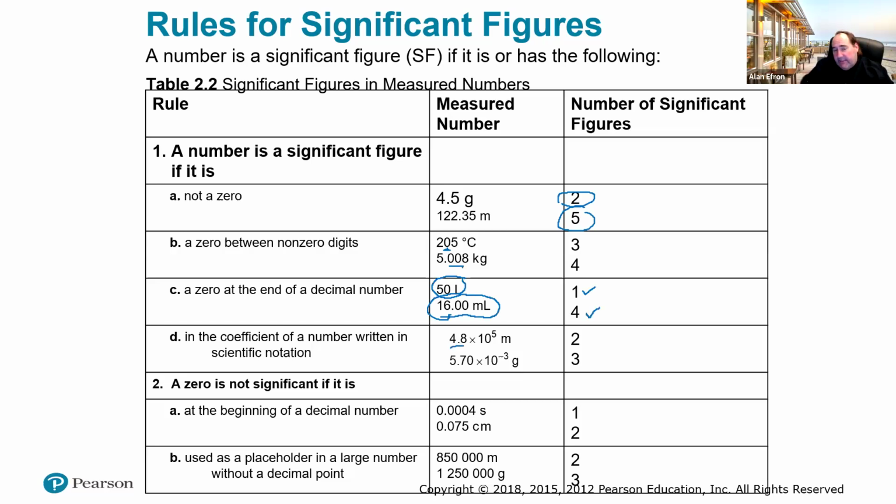This is our scientific notation, so that's going to be 2, and this one will be 3. Once again, all these leading zeros are not significant until we hit the very first non-zero, and here's the first non-zero. And these are zeros at the end, but no decimal point is written, so just the 8 and the 5 in this case would be significant.